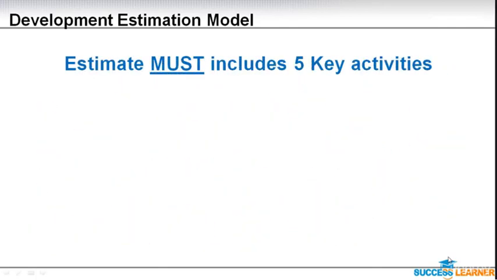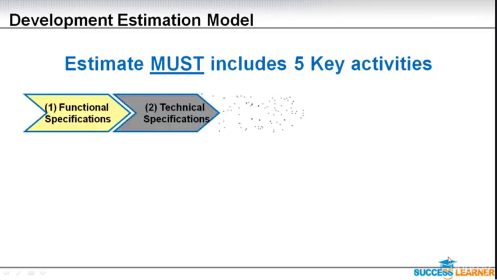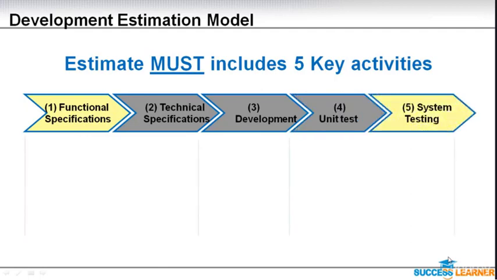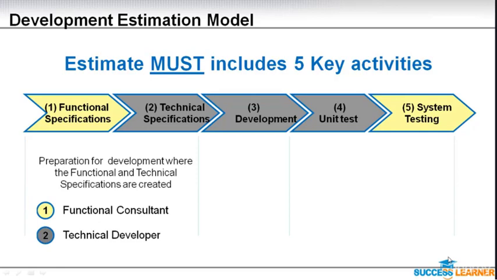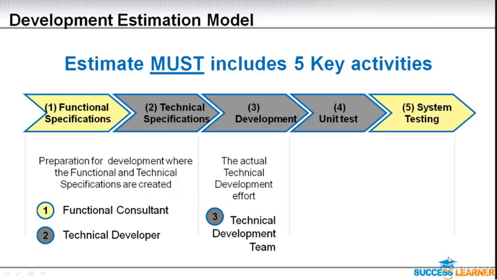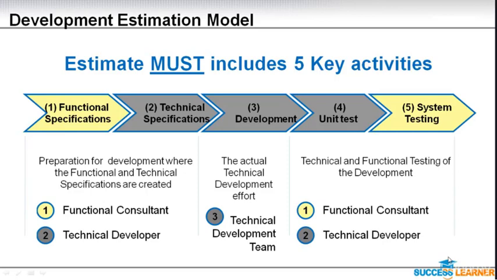Okay, so let's look at the development estimation model. When you are doing your estimate, you should and you must include 5 key activities: functional specification, technical specification, the development of the code itself, technical unit test, and system integration test. The first two are preparation. This is where you are documenting the specification for both the functional requirements and the technical requirements. And then you go into the actual coding, where you are creating the program, before you get to the test phase, and you need to make sure there is both a technical test as well as a functional test.